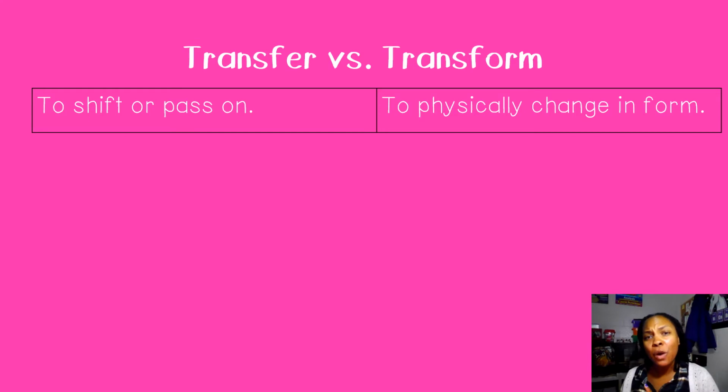To transform means to physically change in form. So if we think about transformers, they are first cars, and then they can transform into this tall robot that saves the day. Sometimes destroys the day, but hey, depends on which side you're on. All right, so to transfer is to shift or pass on.